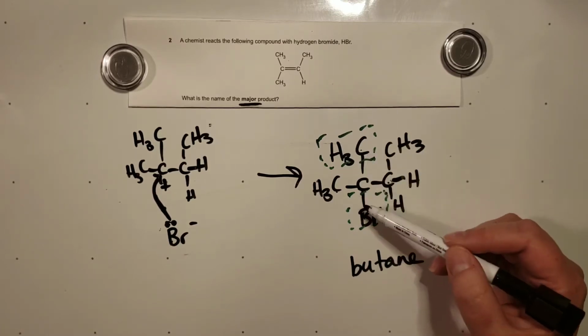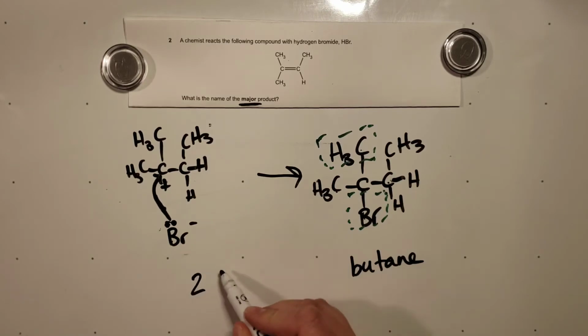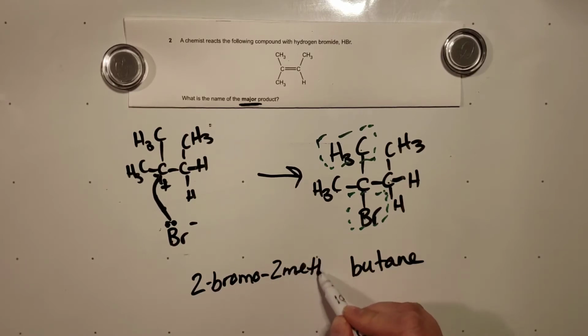And then bromo or methyl, we go alphabetical. So we have 2-bromo, 2-methyl, butane.